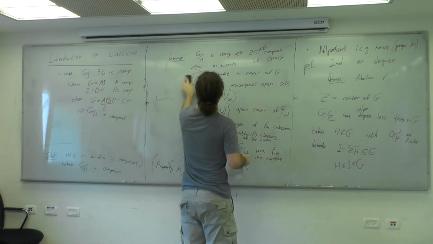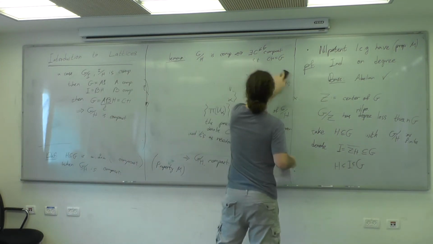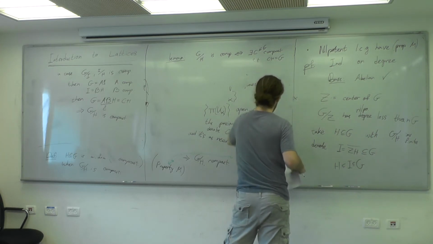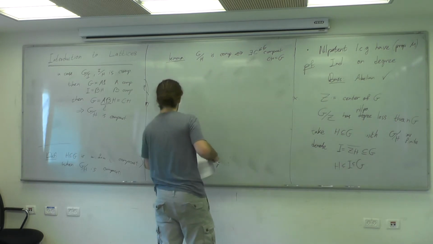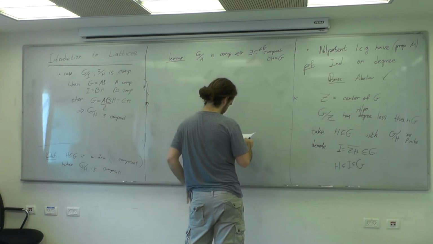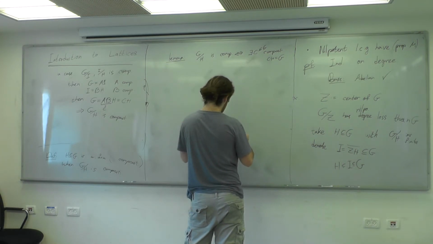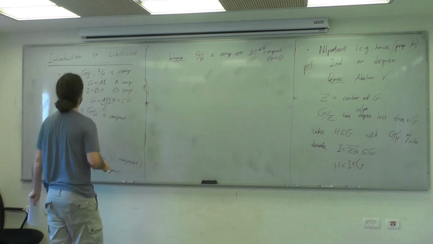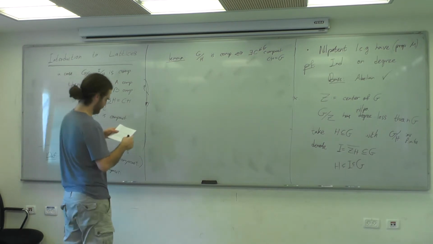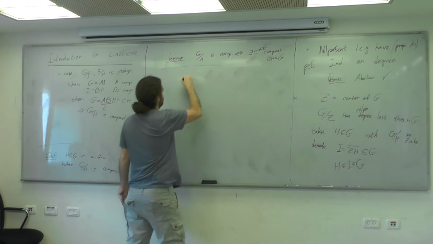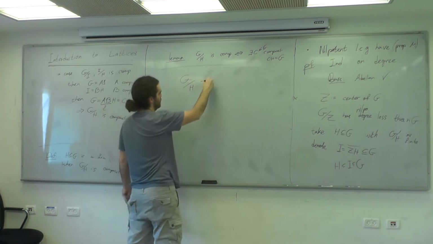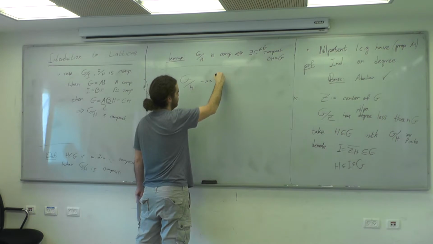So let's prove them. Okay, so as before, G mod H surjects equivariantly to G mod I.